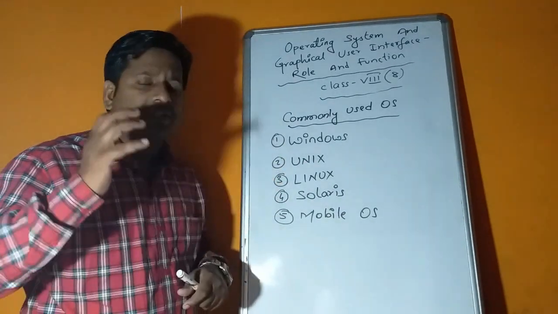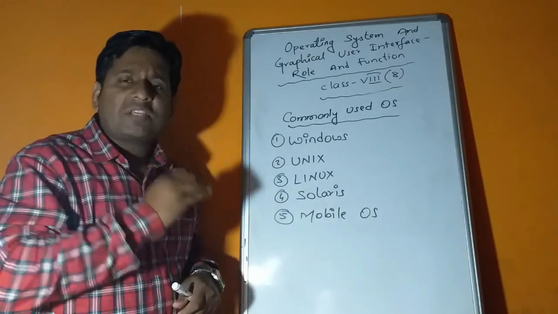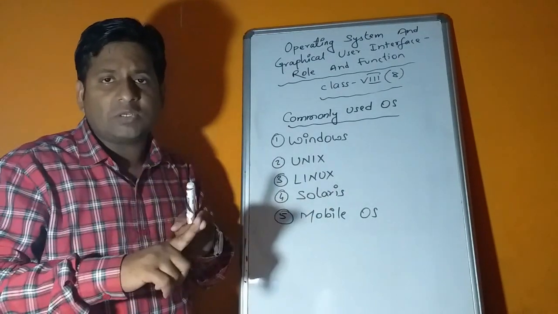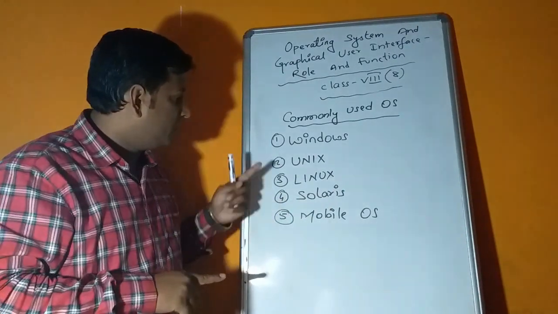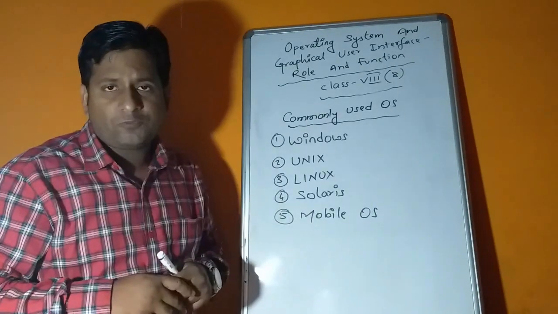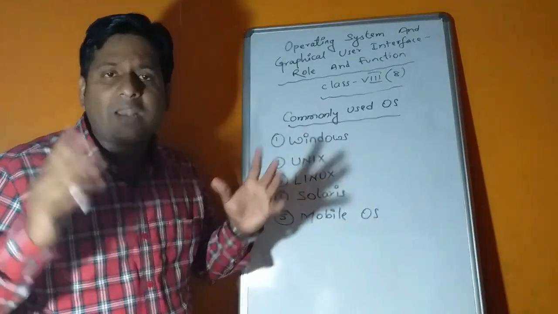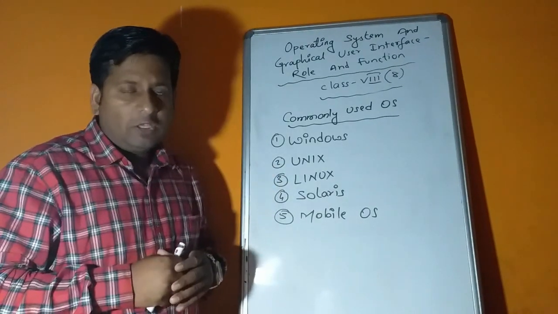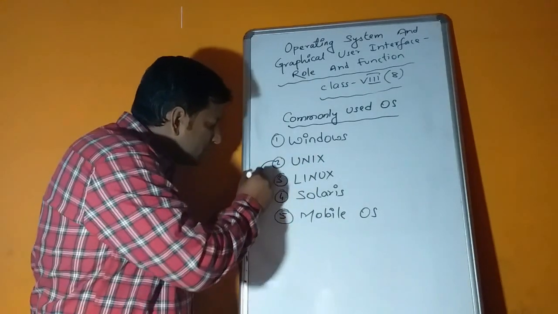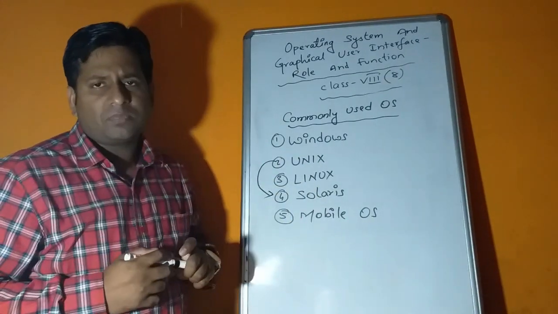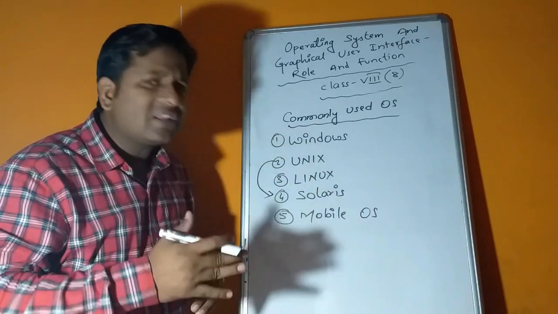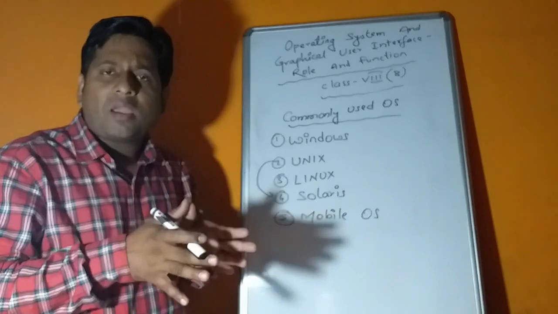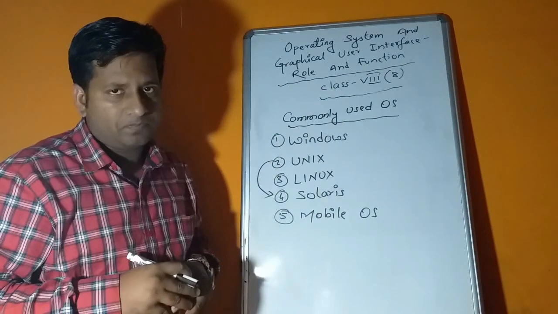Then next we have Unix. Unix is the best example of multitasking and multiprocessing operating system. Both work is done together. Then Linux is freeware, freeware operating system, freely available. And the fourth one is Solaris. Solaris is actually part of the Unix operating system. Most of the banking sector uses the Solaris operating system. And this Solaris was invented by a company known as Sun Microsystems.